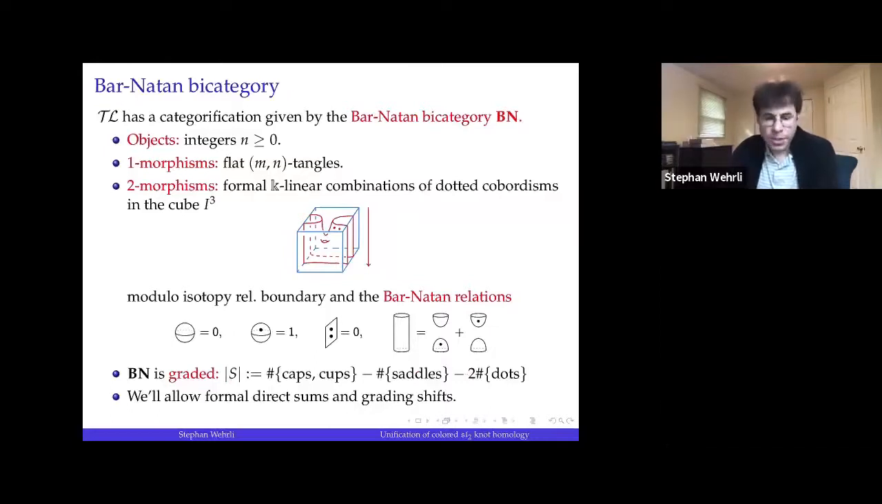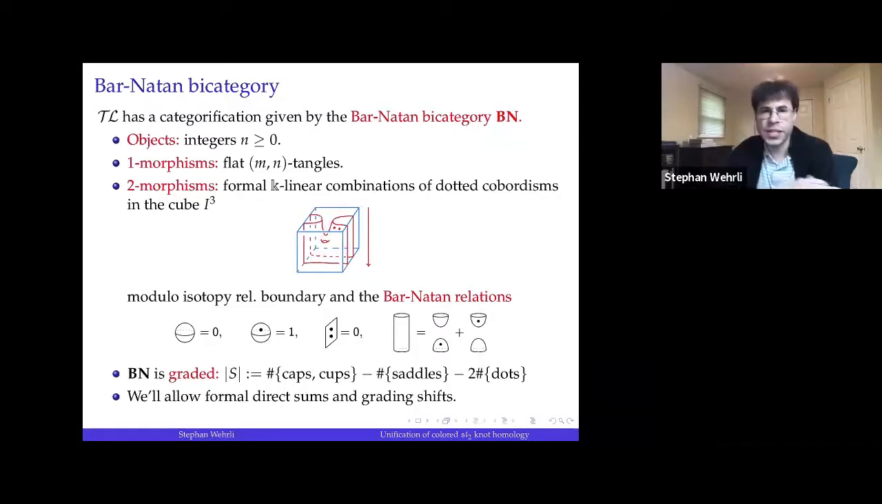Also, I will usually be casual about notation, so I will implicitly assume that in this category we also allow formal direct sums of one morphisms. So I'm basically looking at the additive closure of Bn, and I will also allow one morphisms to come with formal grading shifts. And it should be noted that this is a monoidal category, because if we have such pictures, we can also stack them in this direction.